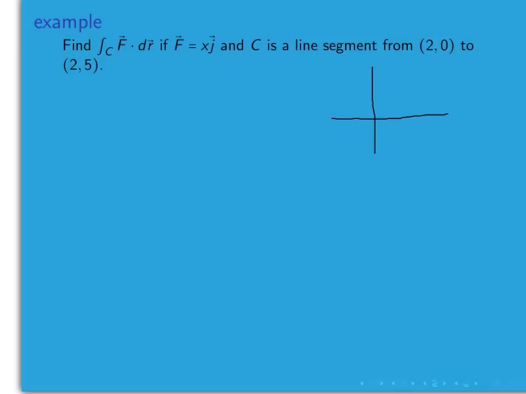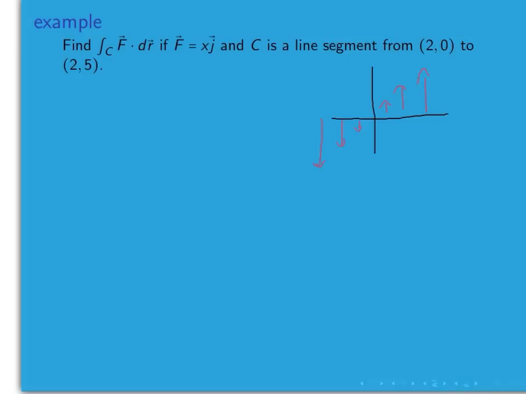Here's the first algebraic example. We want to find the value of the line integral where the vector field is given by x times j, so it only has j components, no I components, and C is the line segment from the point 2, 0 to the point 2, 5. So first let's think a little bit about what the vector field looks like. It has only j components, so it's going to point only in the y direction, and as x gets larger and positive, the vector field should get larger, whereas if x is negative, the vector field will point in the negative j direction and get larger the farther x is away from the origin.